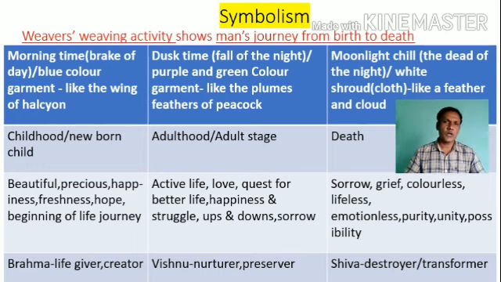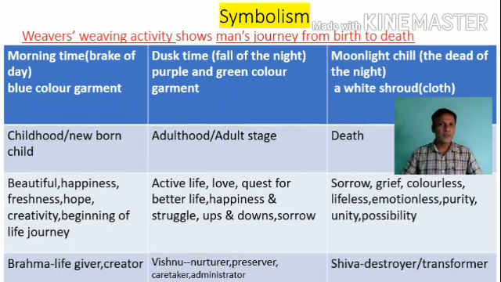Friends, in earlier videos also I told you that the use of symbolism is one of the key features of poetry. The poet does not convey his ideas directly. He uses symbols. For example, red rose is the symbol of love, or red color is the symbol of danger. In the same way, in the present poem also, the poetess Sarojini Naidu has made extensive use of symbolism. Understanding the use of symbols is very important for the better understanding of the poem. We know that the poem is about the activities of the Indian weavers, and these activities symbolize the journey of human life from birth to death.